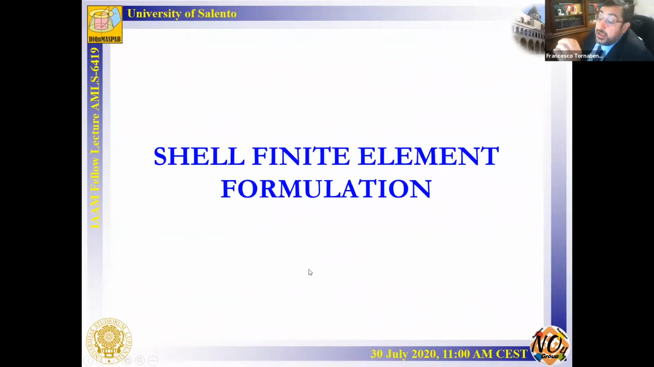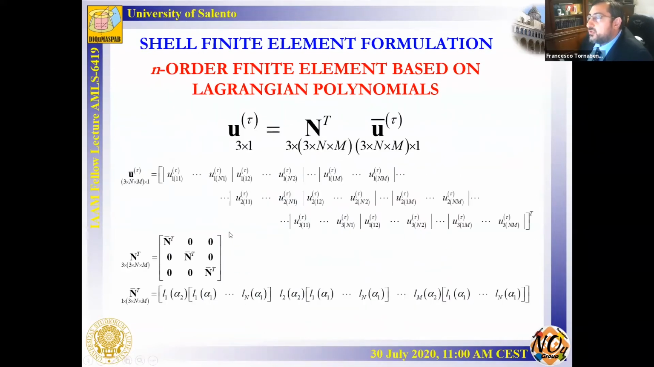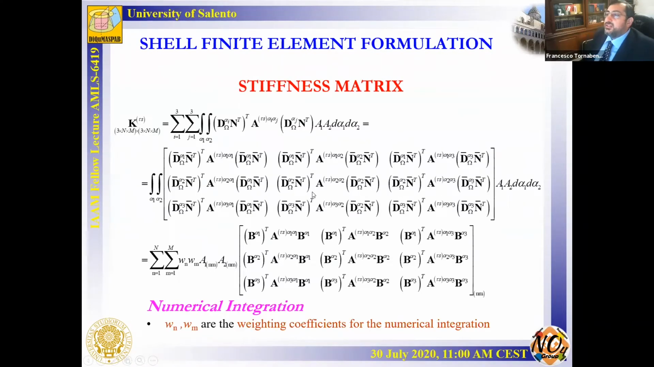Up to now, I have proposed to you the strong formulation, but I want to propose another formulation, in particular the shell finite element formulation. If I use a Lagrangian polynomial approach and approximate the field inside the element using this polynomial, I can introduce the vector of the unknowns, and then using the Hamilton principle or variational formulation, I can directly define the stiffness matrix.